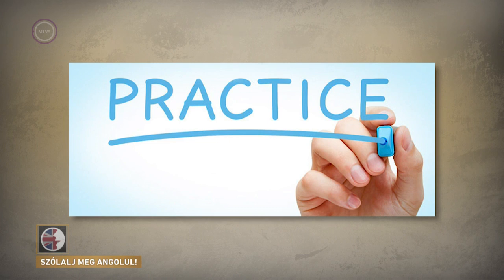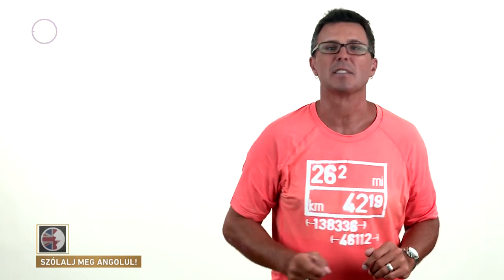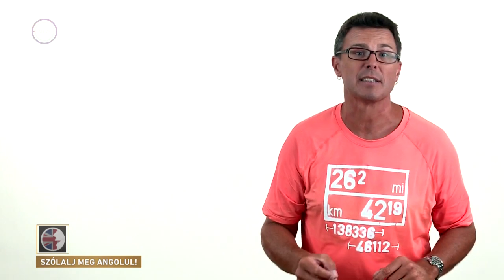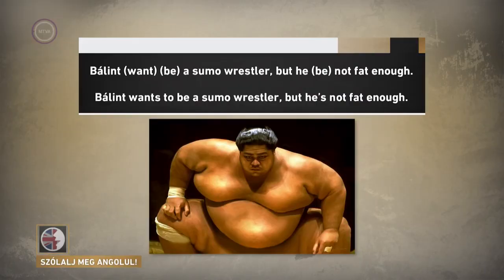Have a look at the following sentences and complete them so that enough is in the right place: before the noun, if the sentence is using a noun, and after the adjective, if the sentence uses an adjective. As usual, let's do the first one together, okay? Balint want be a sumo wrestler, but he be not fat enough. Balint wants to be a sumo wrestler, but he's not fat enough. Okay, so that was pretty easy, wasn't it?